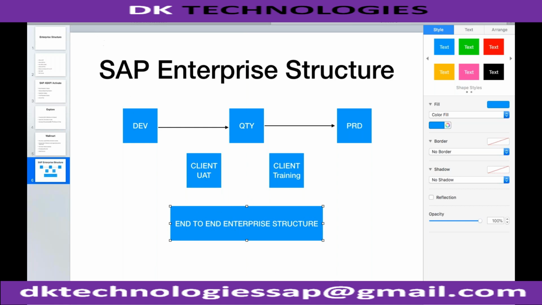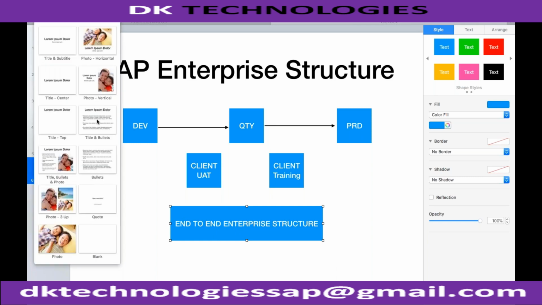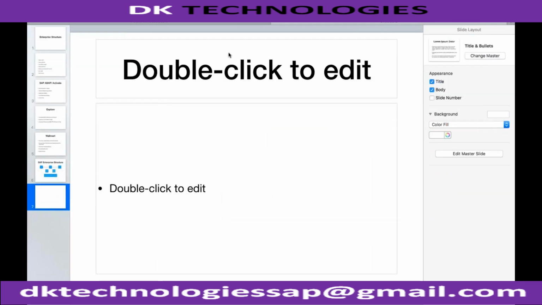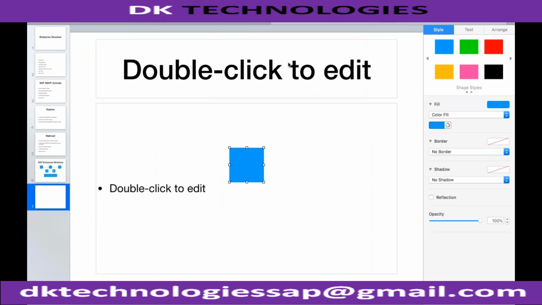So this end-to-end enterprise structure, I will try to show you here. So first level is obviously client. As I told you, whatever you do under the client. So let's assume this is.